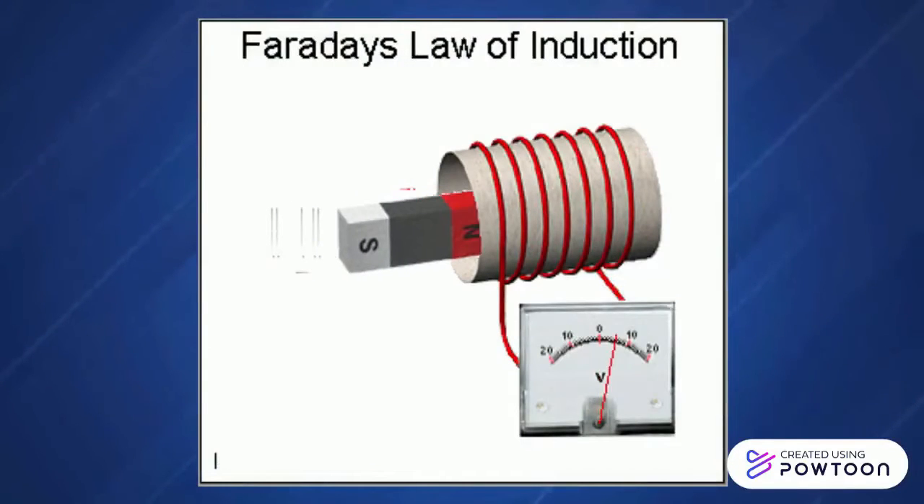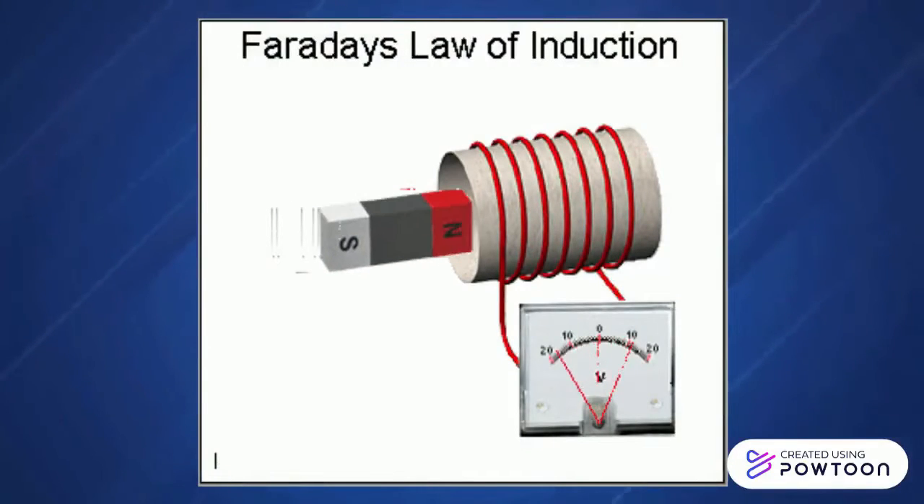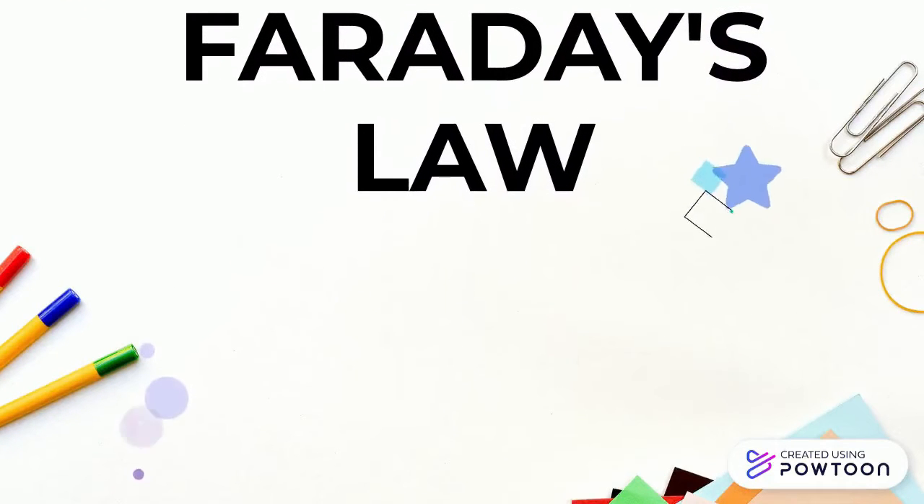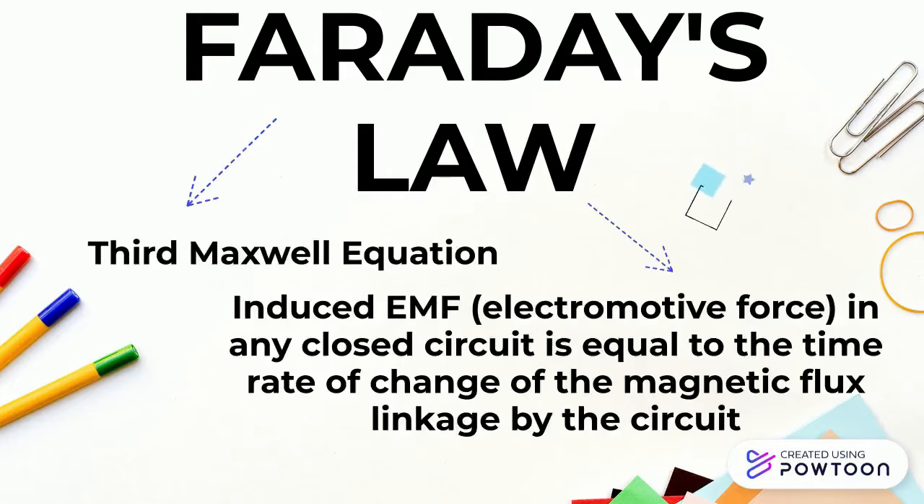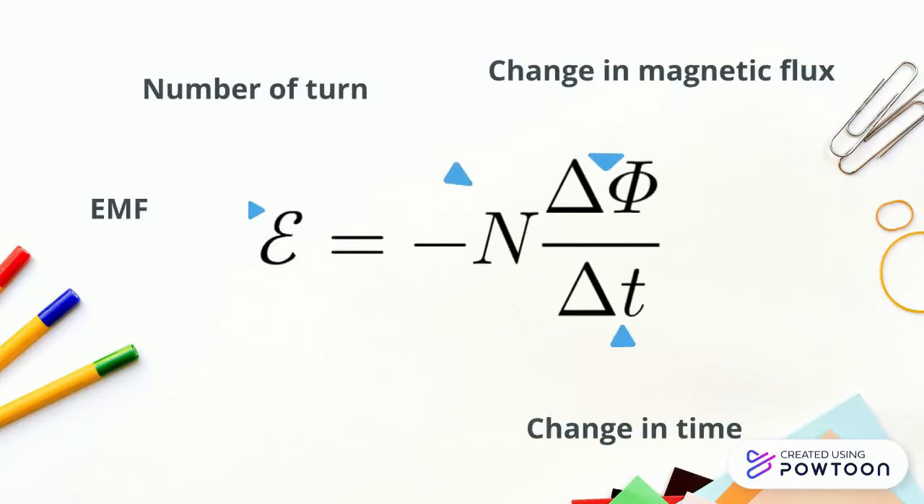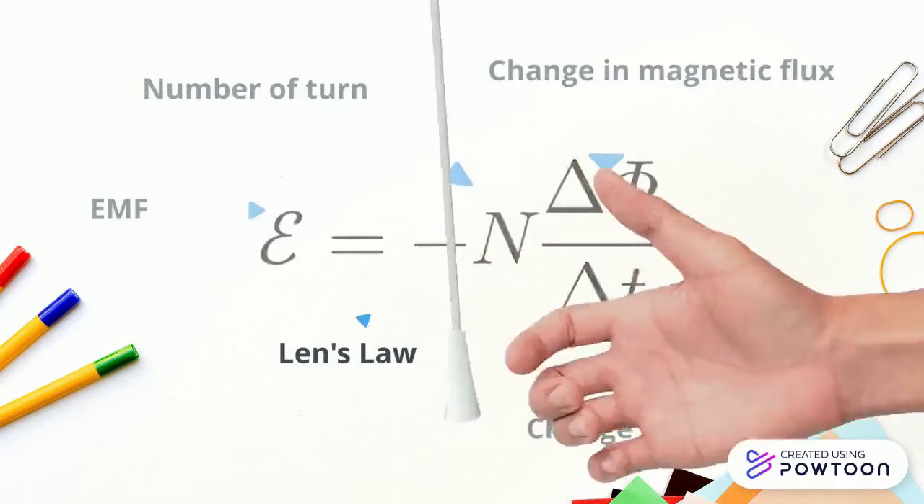What do you understand about this experiment? Yes, that's right. It's related with Faraday's law. Faraday's law is the third Maxwell equation, and it states that the induced electromotive force in any closed circuit is equal to the time rate of change of the magnetic flux linkage by the circuit. As stated before, this is the equation for Faraday's law of induction. Oh, and don't worry about the negative part because it is just part of Lenz's law.